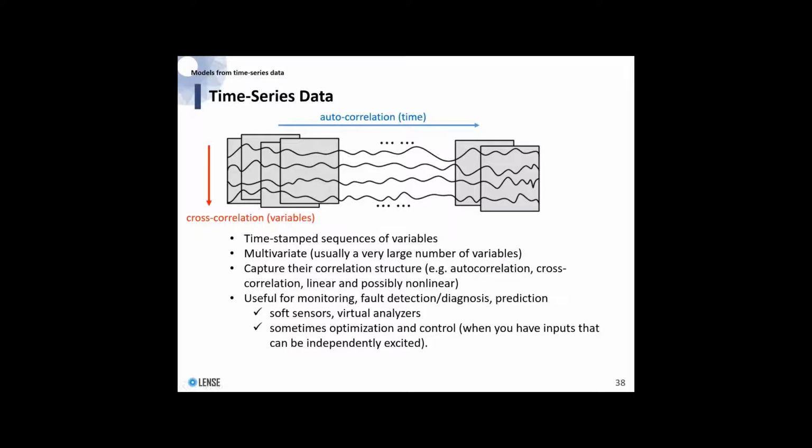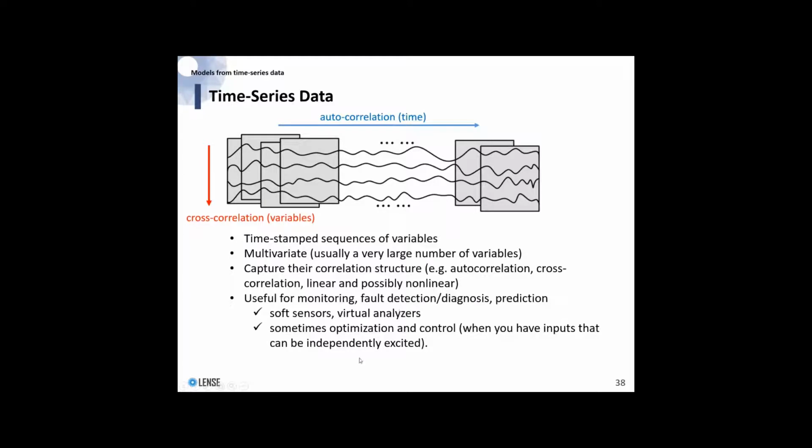Once you capture this, what can you do? You can use it for monitoring, fault detection and diagnosis, and prediction. For example, you can build soft sensors or virtual analyzers. So maybe there are variables that you have a very difficult time measuring online, and you want to use these correlations to predict these difficult to measure variables online using other measurements.